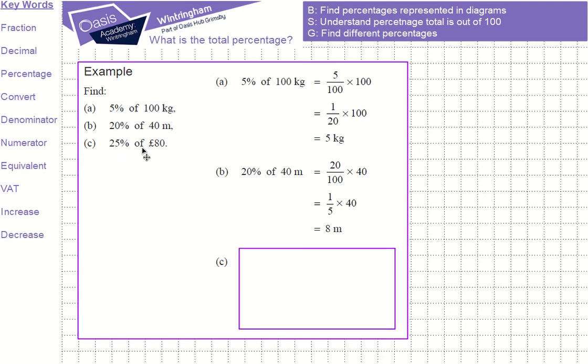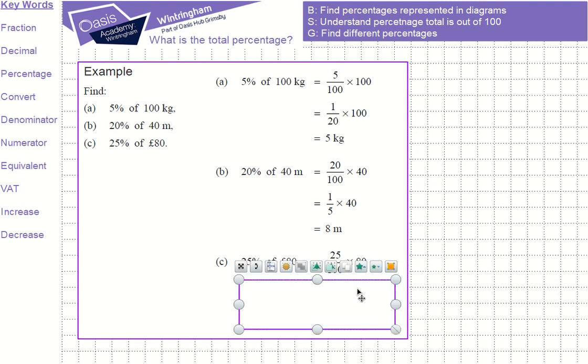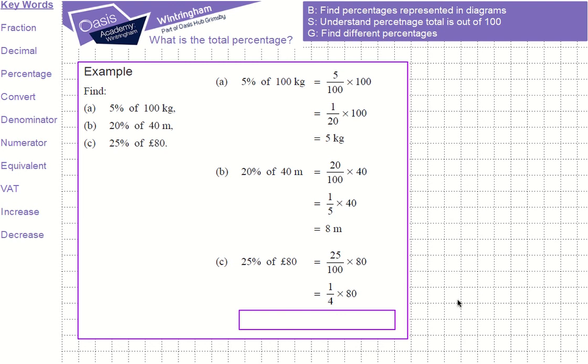And the last question, 25% of 80. Again, I'm going to start by writing the question down. 25% becomes 25 over 100. The word of can be written as a multiply, and 80 is 80. And we've now got 25 over 100 multiplied by 80. 25 over 100 can be simplified to a quarter. I've now got a quarter multiplied by 80, and that will be 20.